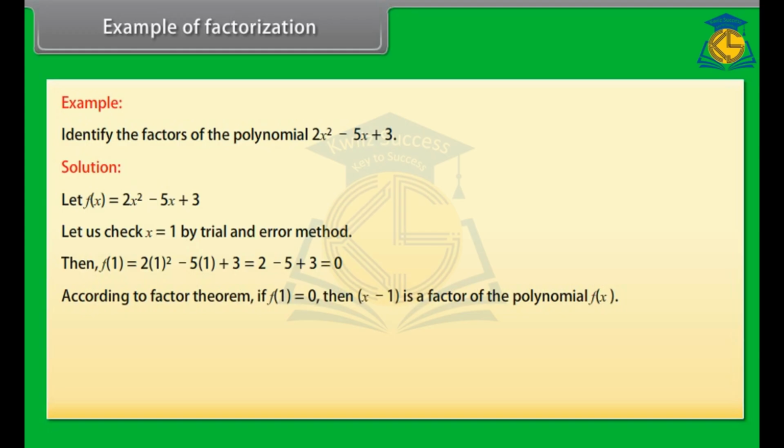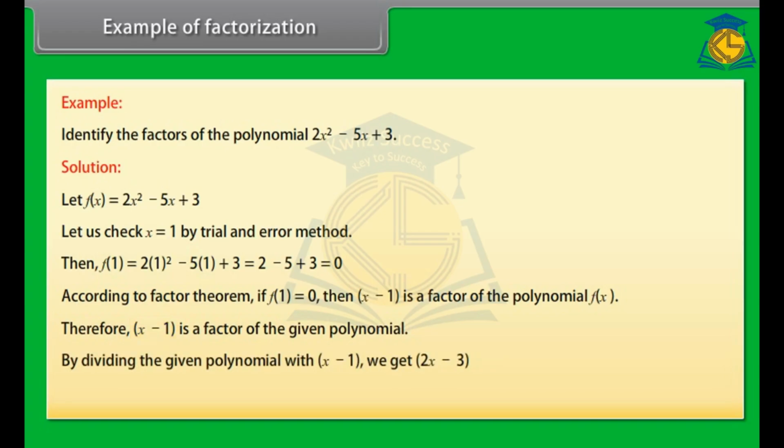According to the factor theorem, if f(1) is equal to 0, then x minus 1 is a factor of the polynomial f(x). Therefore, x minus 1 is a factor of the given polynomial. By dividing the given polynomial with x minus 1, we get 2x minus 3. So, the factors of the given polynomial are 2x minus 3 and x minus 1.